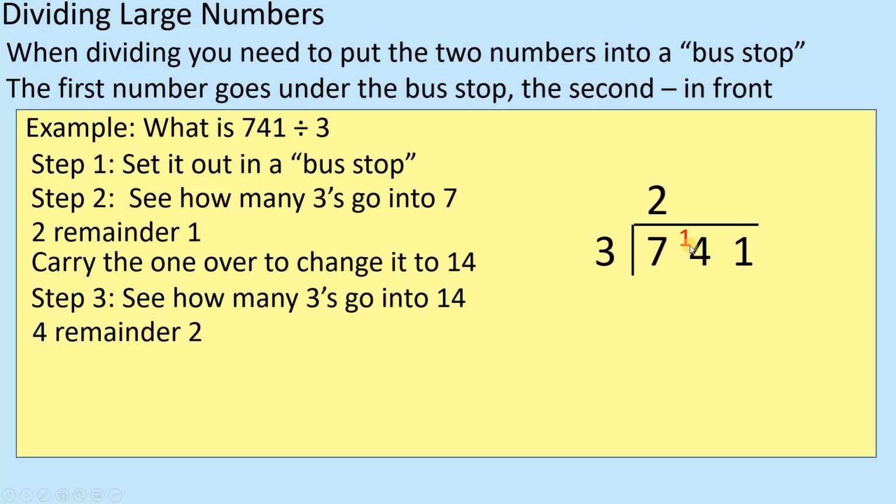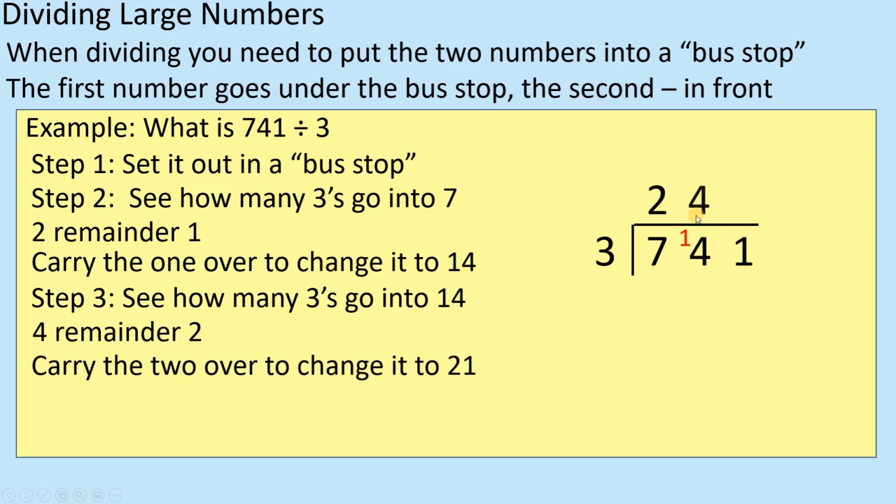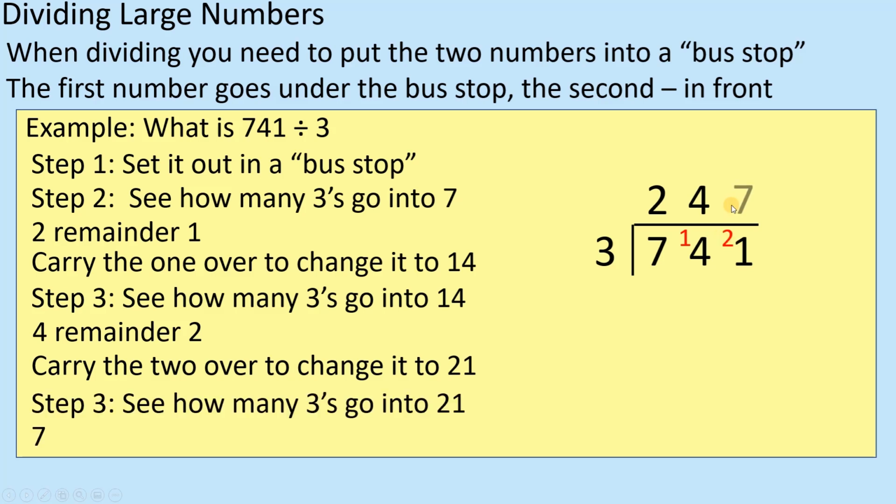It goes in 4 times. So the 4 goes up here, and then the remainder of 2, because it's 12, is going to go down here. And then we're doing 3. How many 3 is going to 21? And that's going to give me the number 7. And therefore my answer is 247. All right, so just be careful, be accurate, and space it out is all I would say.